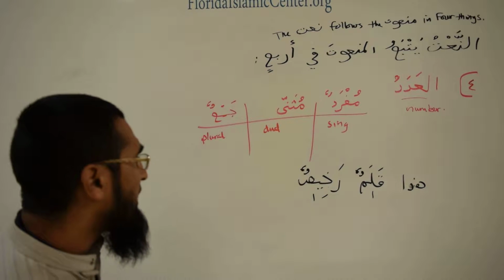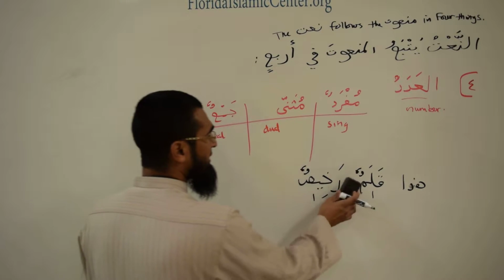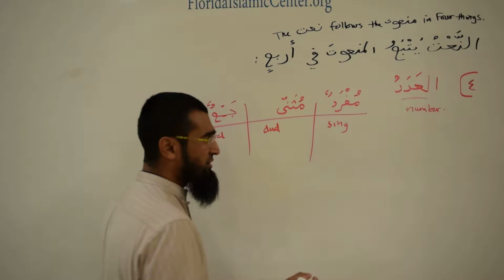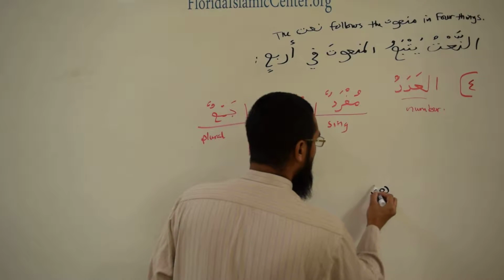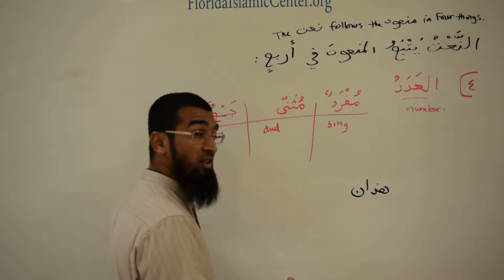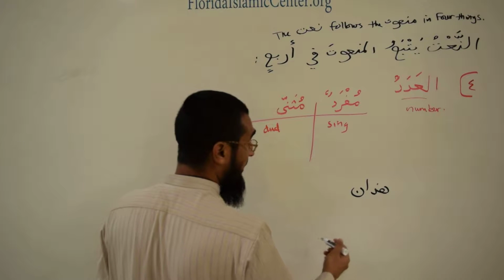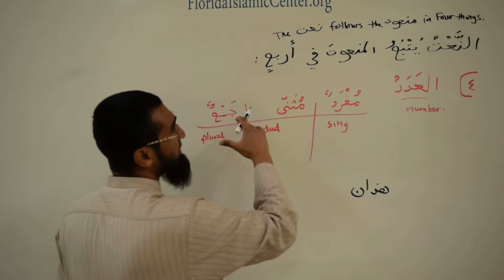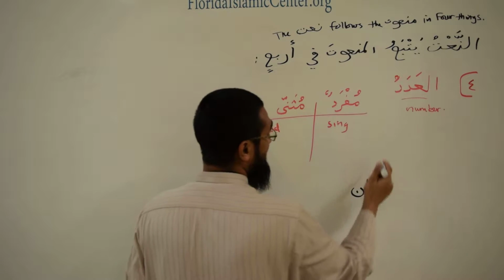Okay. If I made it into two pens, hadhani, which we didn't learn officially, but I just want to give you an idea so you'll have an understanding about the adad. What does it mean that the naat follows the man'ut in terms of the adad?